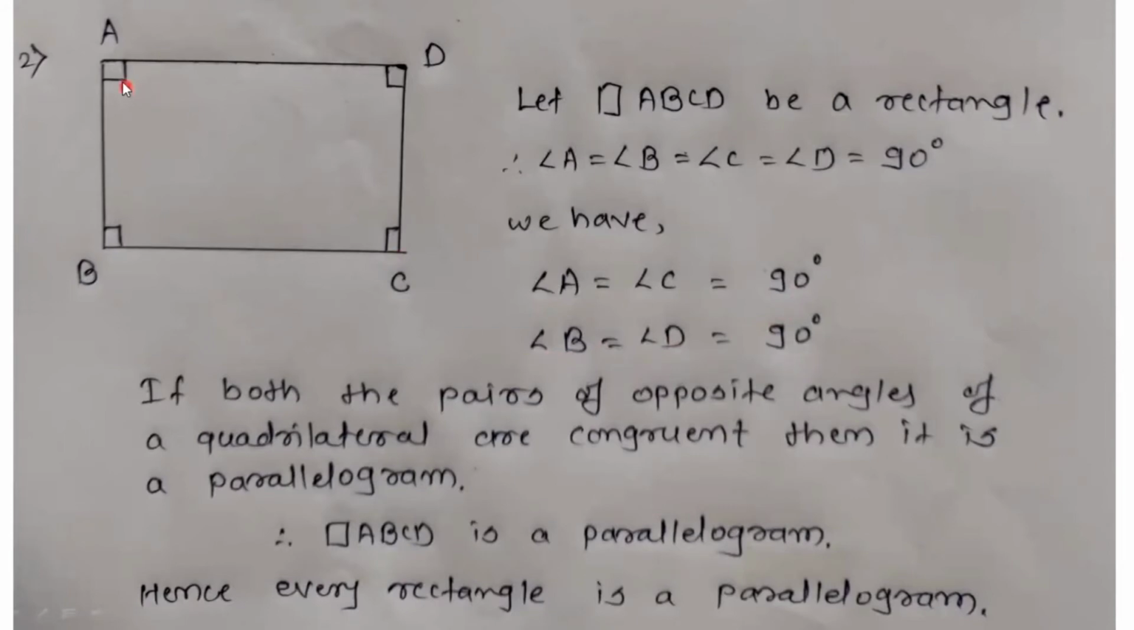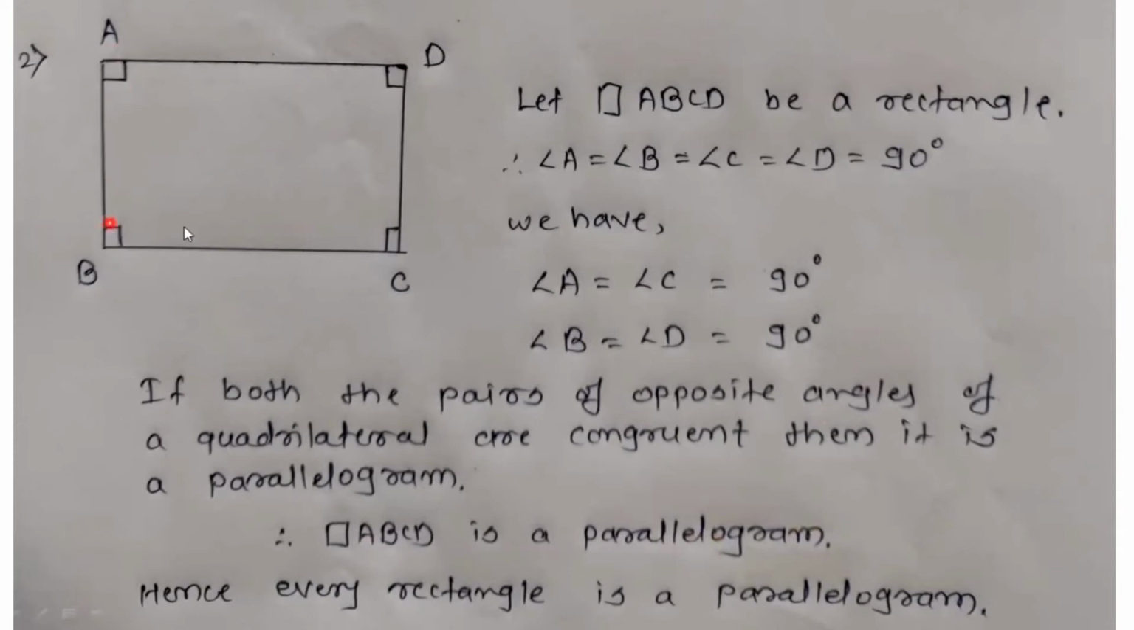So here as we can see, angle A and angle C are opposite angles of rectangle, and angle B and angle D, it is another pair of opposite angles of rectangle. And we have a property, if both the pairs of opposite angles of a quadrilateral are congruent, then it is a parallelogram. In this case, for rectangle ABCD, the pairs of opposite angles are congruent. That's why quadrilateral ABCD is a parallelogram.